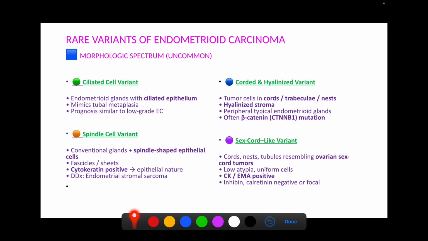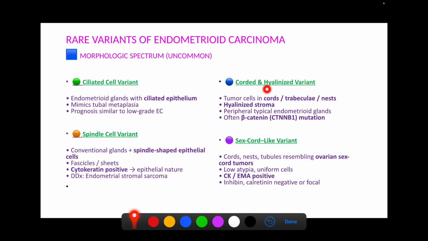Some rare variants include the ciliated cell variant, which mimics tubal metaplasia, and prognosis is the same as low grade endometrioid carcinoma. Spindle cell variant is conventional glands plus spindle shaped epithelial cells. There is presence of fascicles or sheets of these spindle cells, but they are cytokeratin positive, suggestive of epithelial origin, and we have to differentiate it from endometrial stromal sarcoma.